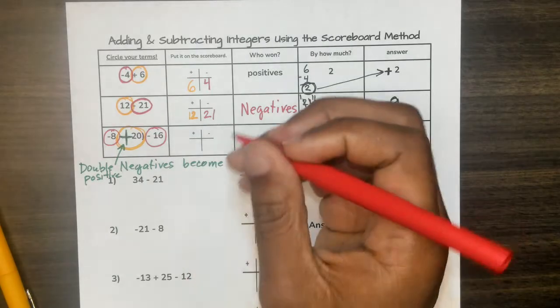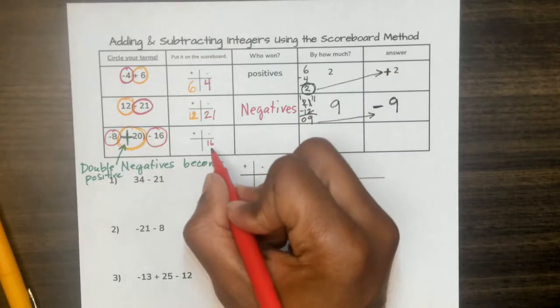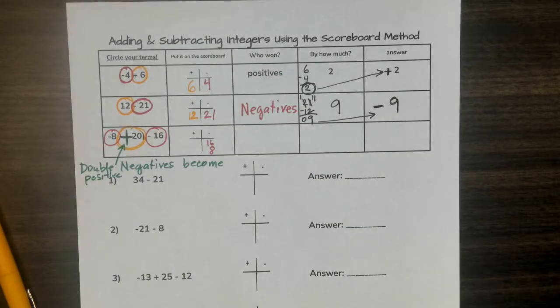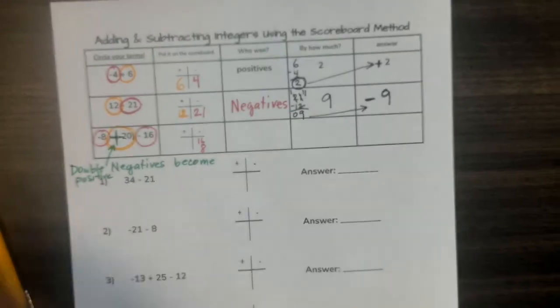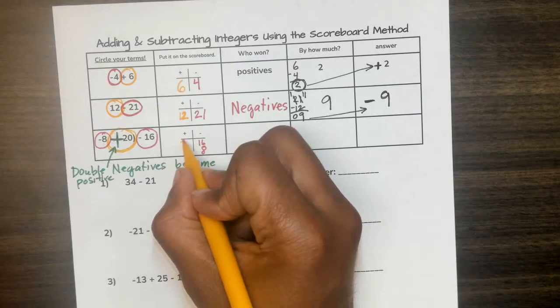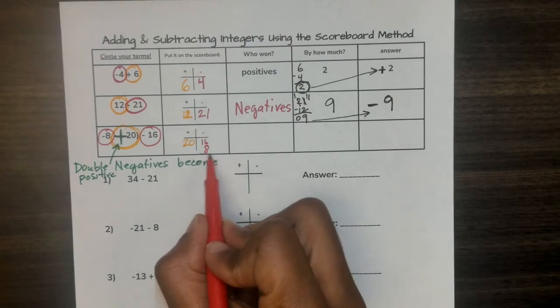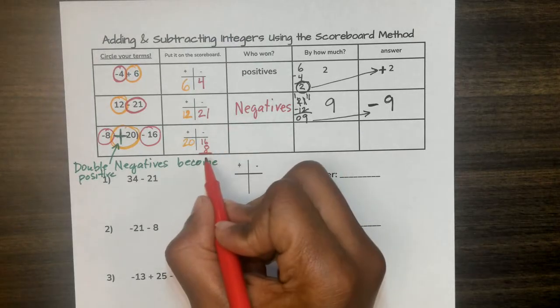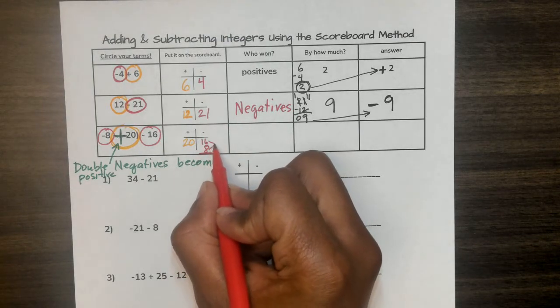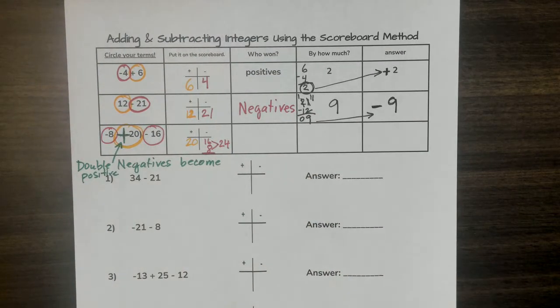So for the 16, we have 16 points and 8 points. And then for the positive team, they scored 20 points. So what we want to do here is add the total points for the negative team and the total points of the positive team. The negative team had a total of 24 points.